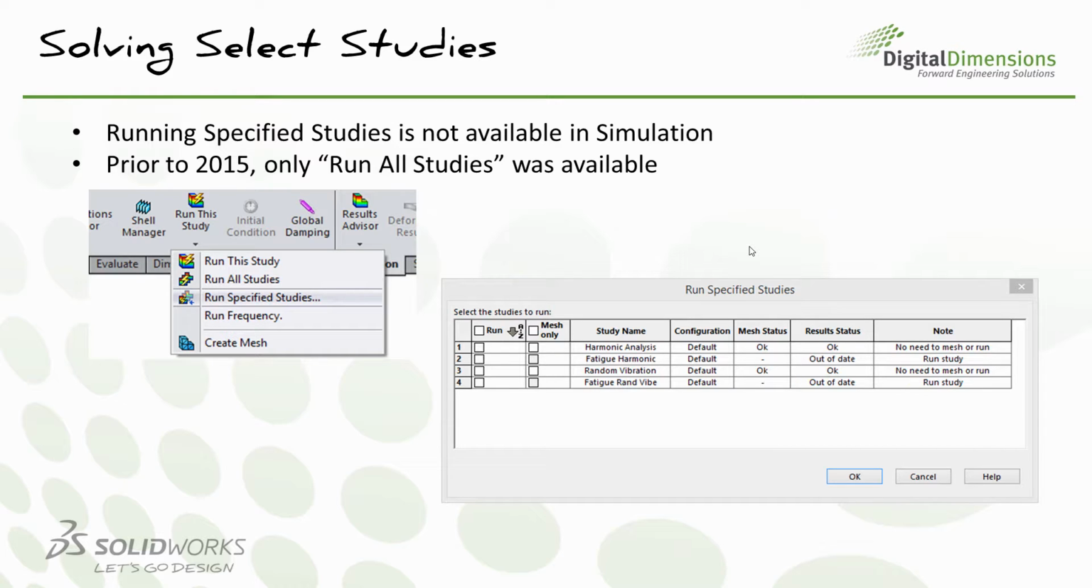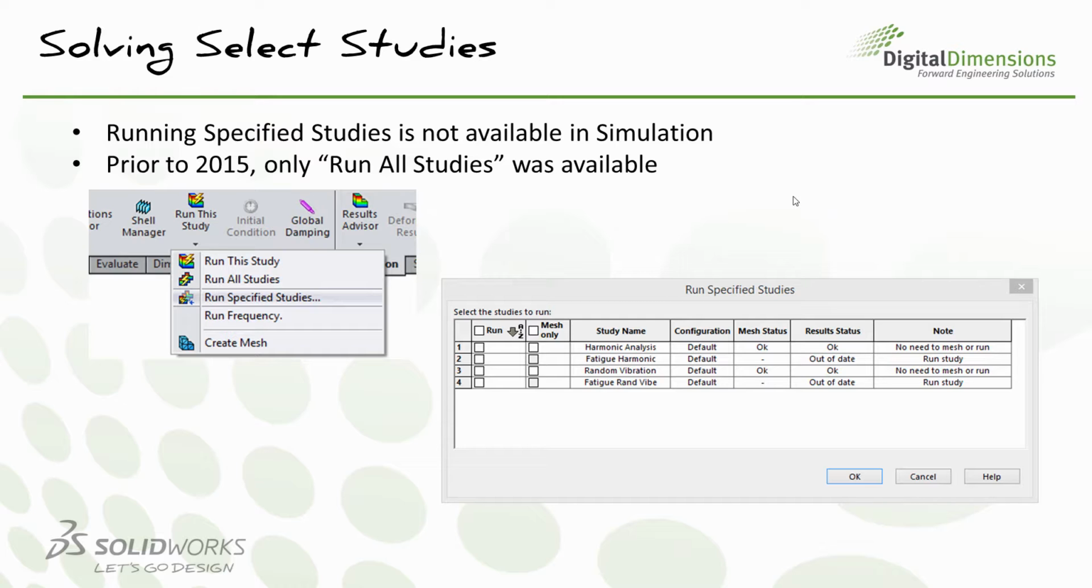We now finally have the ability to run specified studies, meaning we no longer have to go in and say run all studies and then bite the bullet on the ones we didn't want to run. We can go in and, by hitting the pull down under Run this study, checkbox the specific studies that we would like to run.